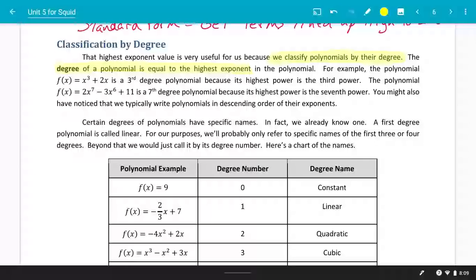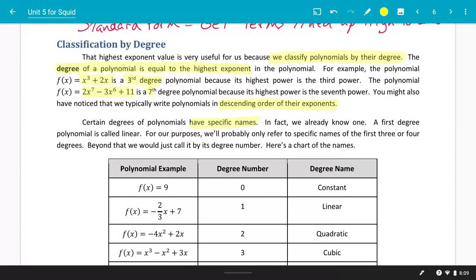Okay? For example, this polynomial is to the third degree. Why? Because the highest power is the third degree. This polynomial is to the 7th degree. Why? Because its highest power is the 7th power. You might also have noticed that we typically write polynomials in descending order of their exponents. That's called standard form. Certain degrees of polynomials have specific names.